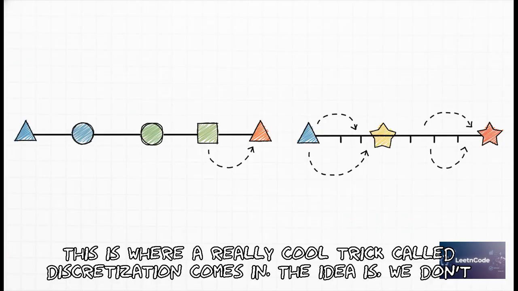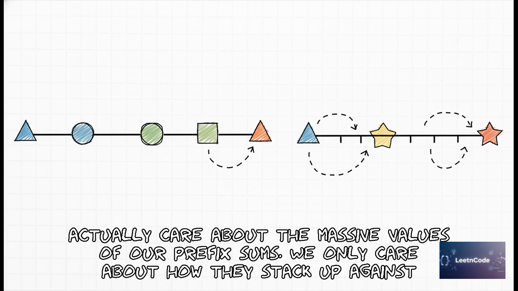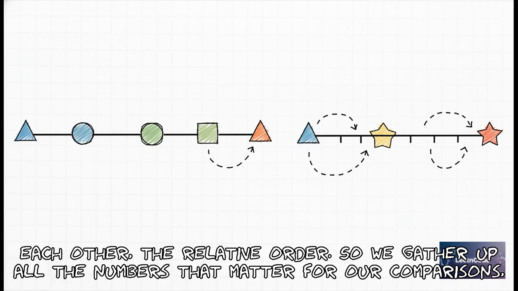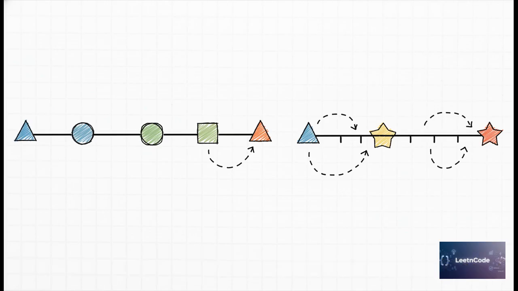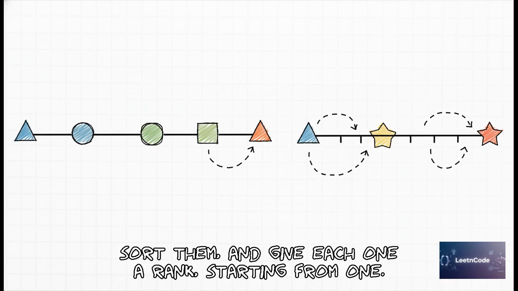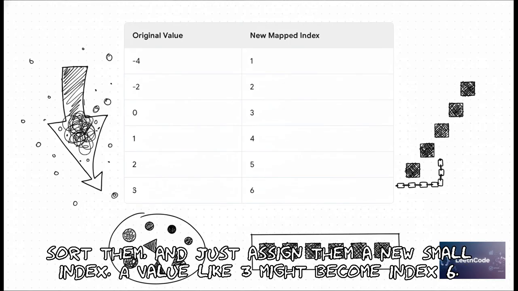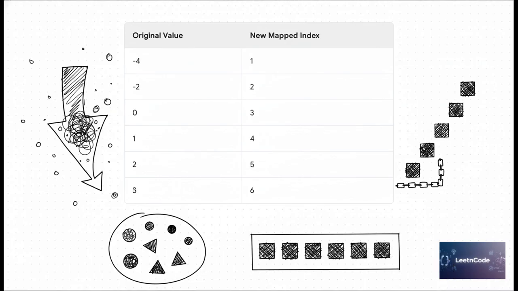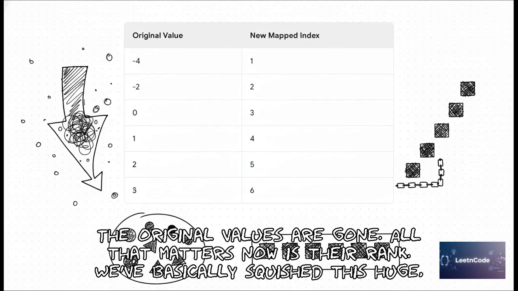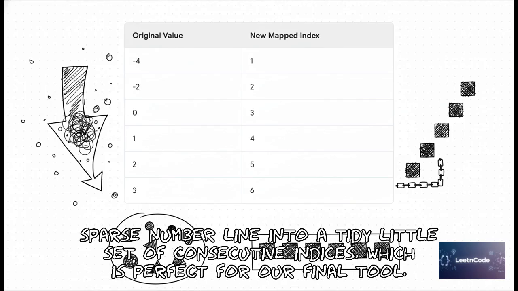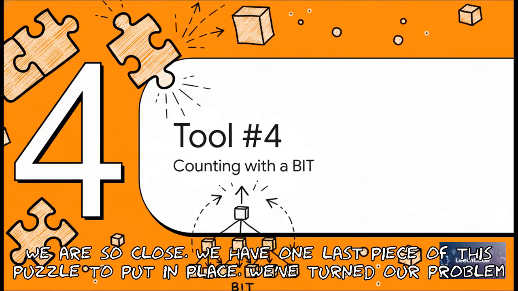This is where a really cool trick called discretization comes in. The idea is, we don't actually care about the massive values of our prefix sums. We only care about how they stack up against each other, their relative order. So we gather up all the numbers that matter for our comparisons, sort them, and give each one a rank, starting from 1. So check out this table. We take all the unique numbers that matter in our problem, sort them, and just assign them a new, small index. A value like 3 might become index 6. The original values are gone. All that matters now is their rank. We've basically squished this huge, sparse number line into a tidy little set of consecutive indices, which is perfect for our final tool.